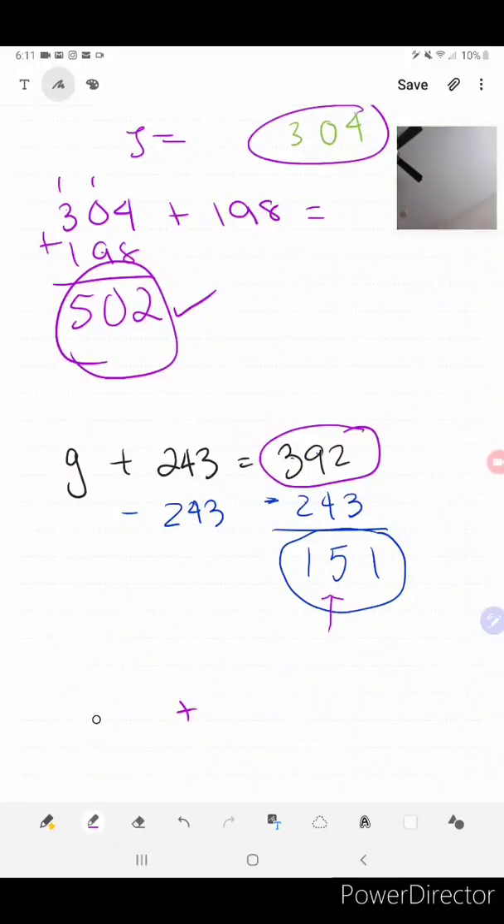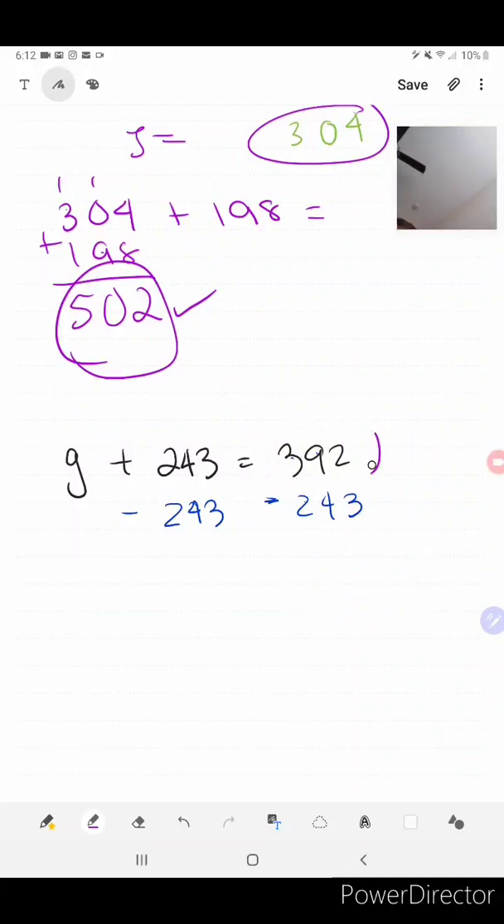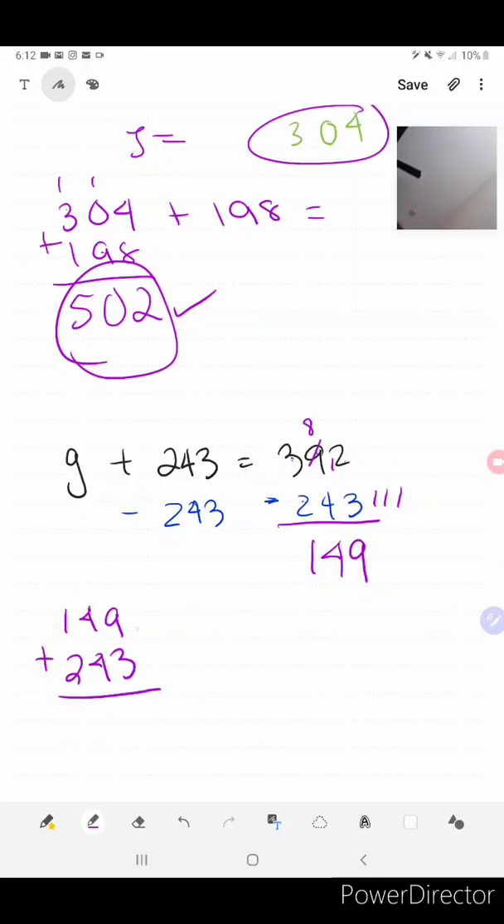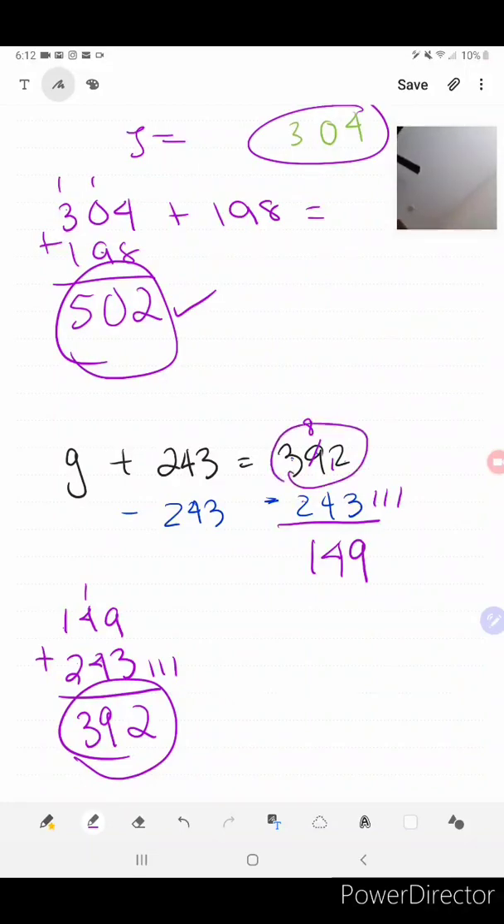So let's go back and redo our math. 2 cannot take away 3, so we're going to borrow. 12, 11, 10, 9. 8 minus 4 is 4. 3 minus 2 is 1. Now let's check 149 plus 243. 9, 10, 11, 12. Carry your 1. 4 plus 4 is 8. 8 plus 1 is 9. 2 plus 1 is 3. 392. Now it's right. Okay.